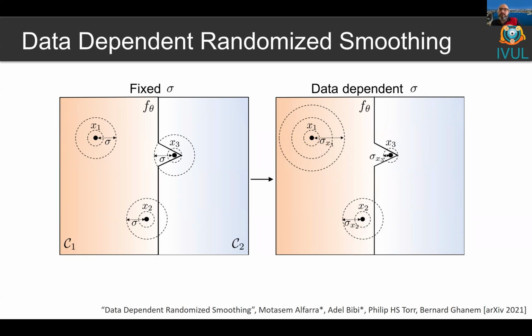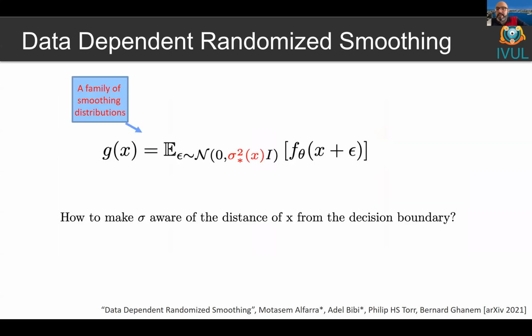It's basically, how do we make sure that the sigma that we smooth with does vary depending on where you are with respect to the decision boundary. And this is what we call data-dependent randomized smoothing. And so, the formulation is very similar. Instead of having sigma square I, we have sigma square of x_i. So the question is, how do you pick sigma square of x in an optimal way?